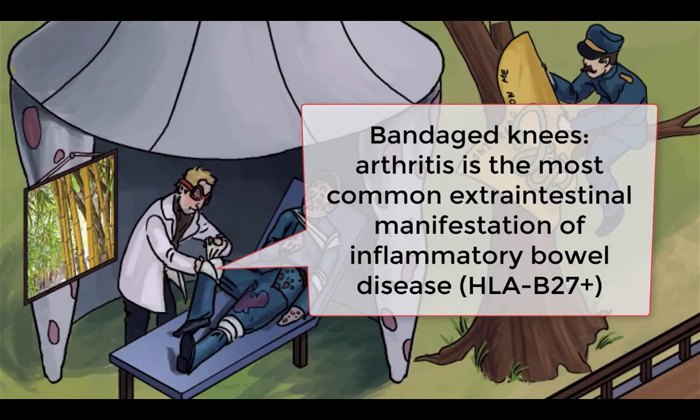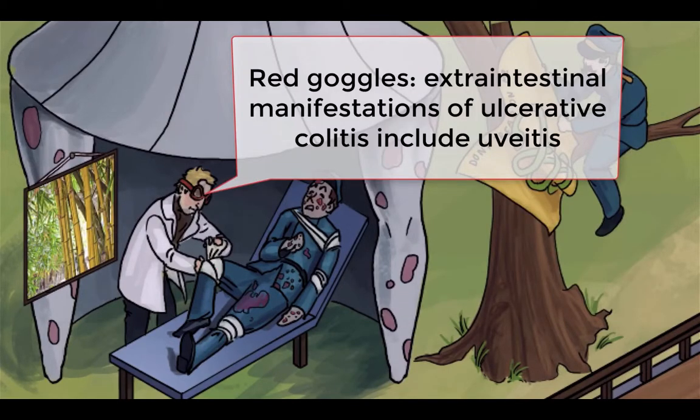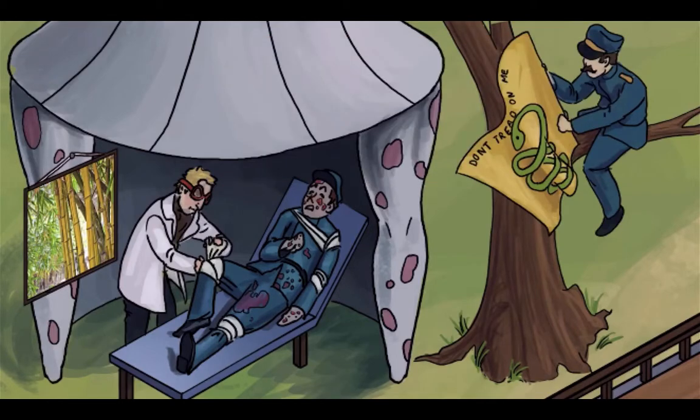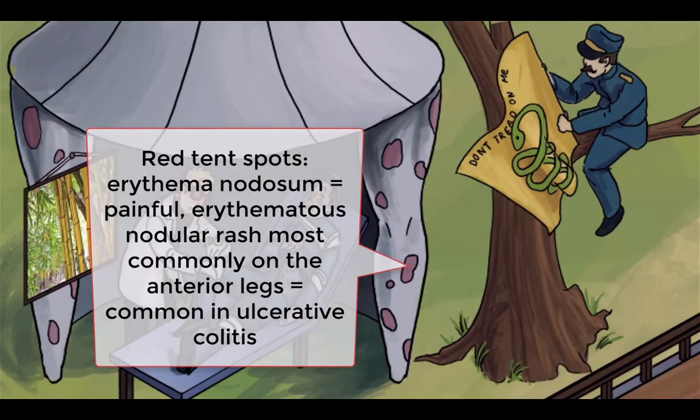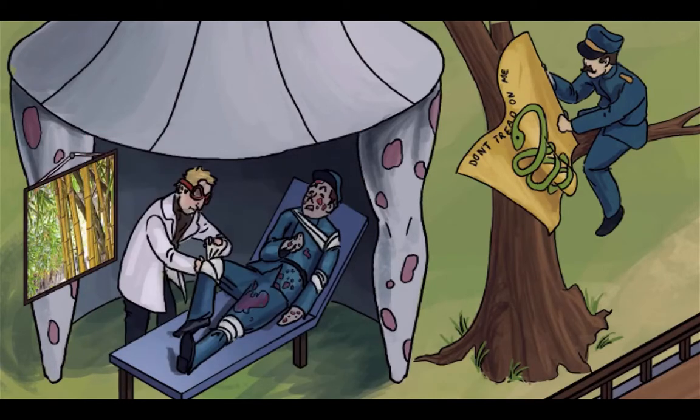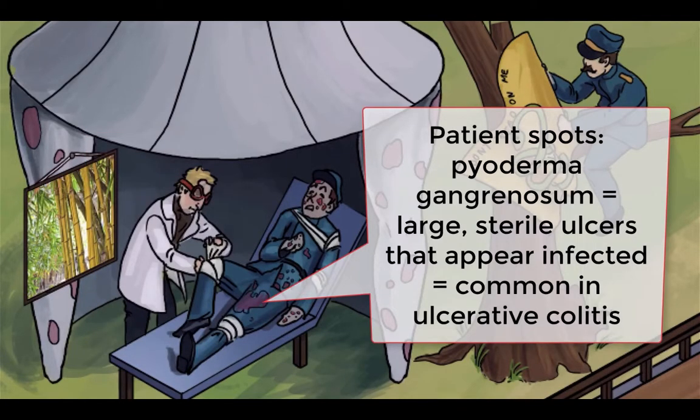arthritis, which is typically HLA-B27 positive, uveitis, or inflammation of the uvea, a middle layer of the eye, and skin changes, including erythema nodosum, which is a painful erythematous nodular rash, and pyoderma gangrenosum, which are large ulcers that appear infected but are actually sterile. These are both most commonly found on the legs.